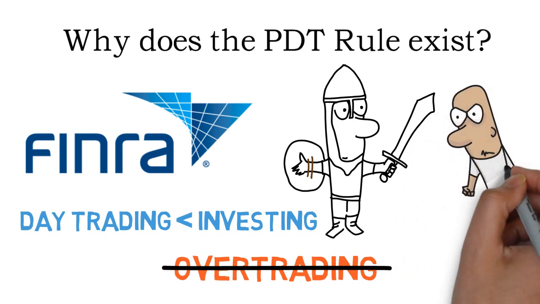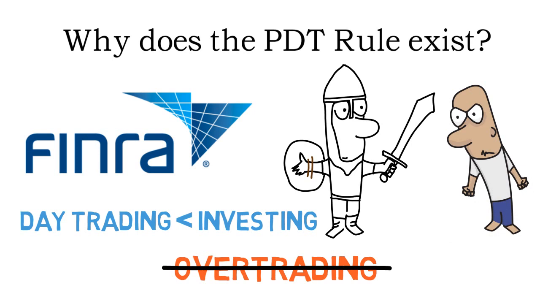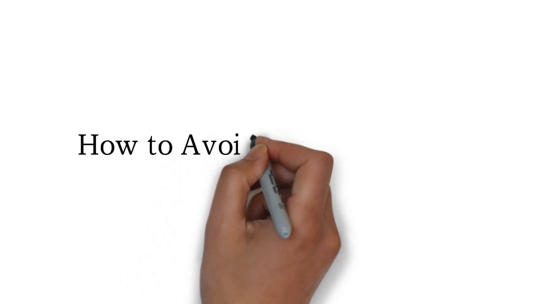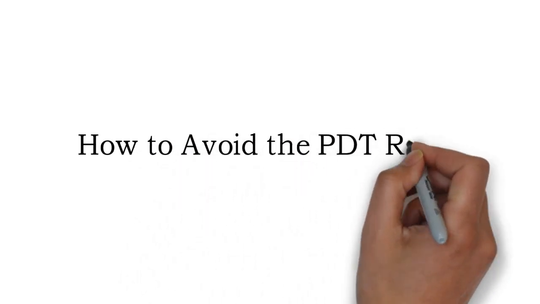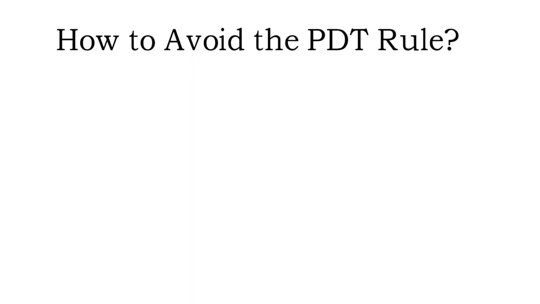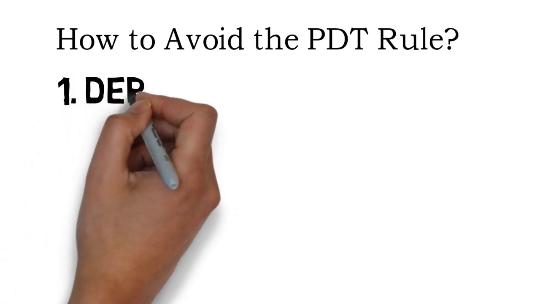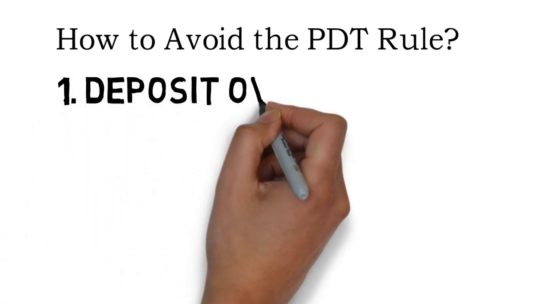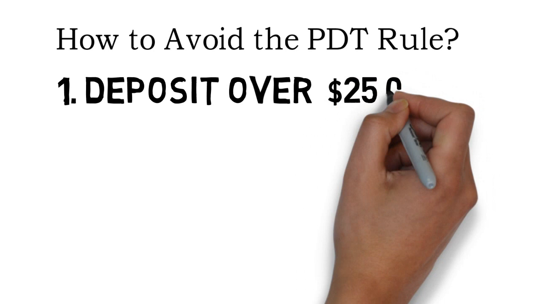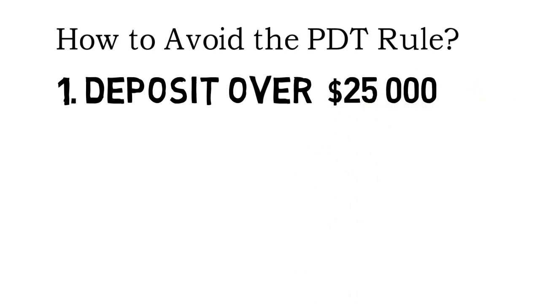However, many people aren't satisfied with the PDT rule, and therefore a lot of people try to avoid it. So let's get into some different methods to avoid the PDT rule. Well, the first and most obvious way to avoid the PDT rule is depositing more than $25,000 to your broker account. But as you're watching this probably isn't an option for you.